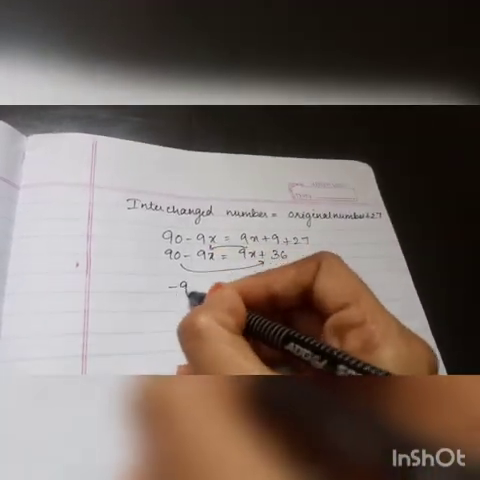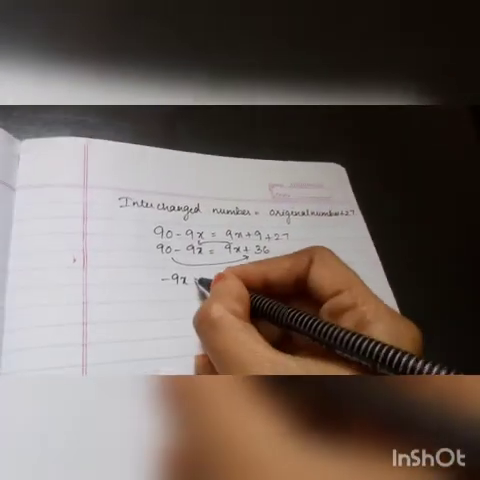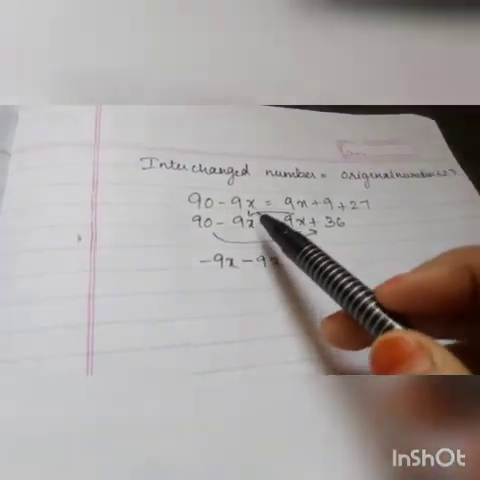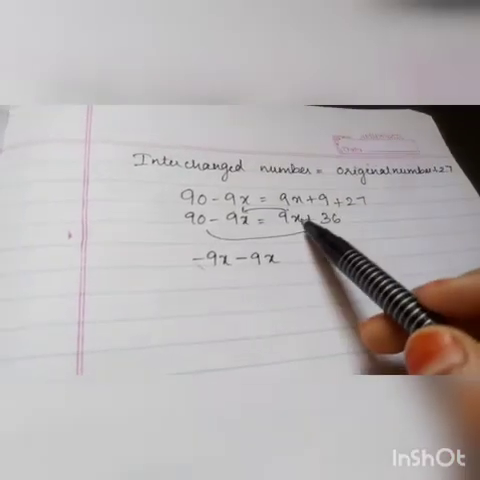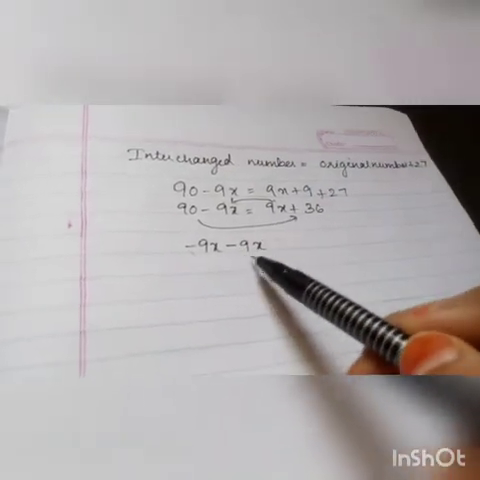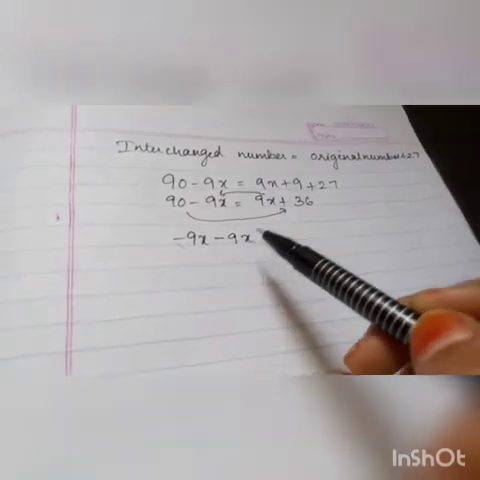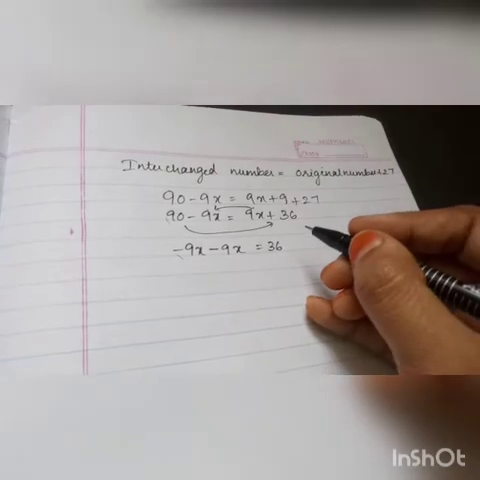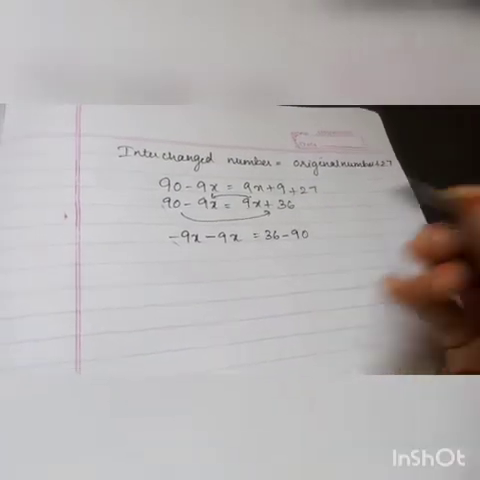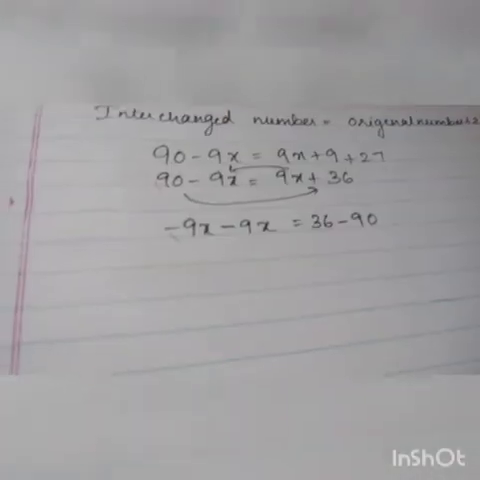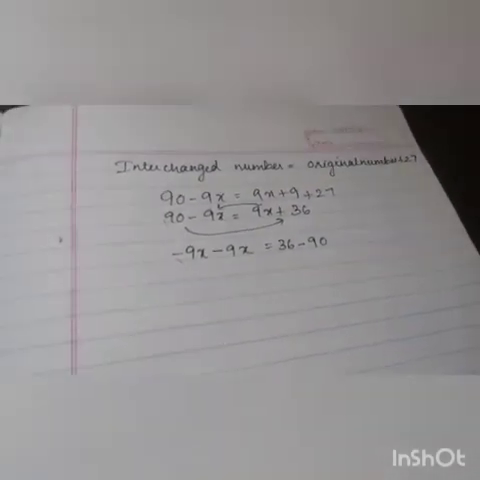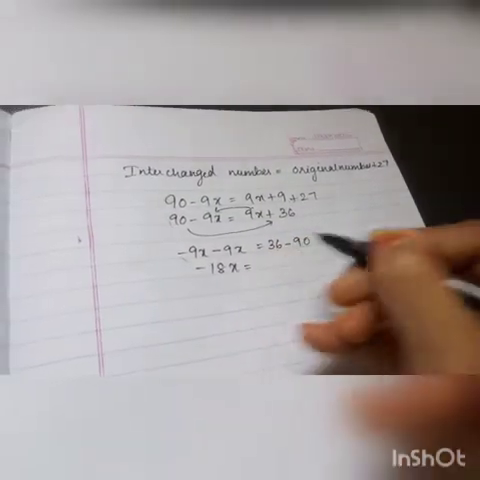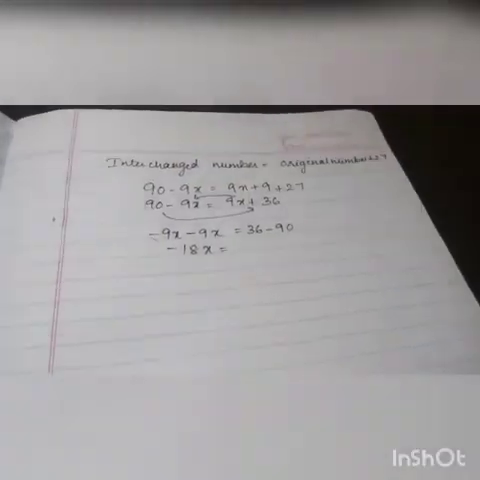Already minus 9x. If this 9x goes that side, it becomes minus 9x. Okay, children, listen. Minus 9x is written here. This plus 9x, if it goes that side, becomes minus 9x, equal to 36 is there. If 90 goes that side, it becomes minus 90. Now minus 9x minus 9x, minus 18x equal to 36 minus 90.